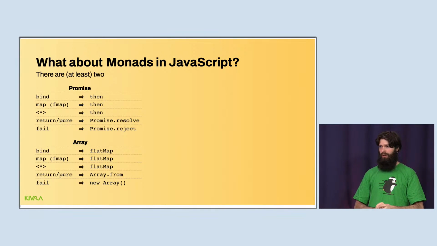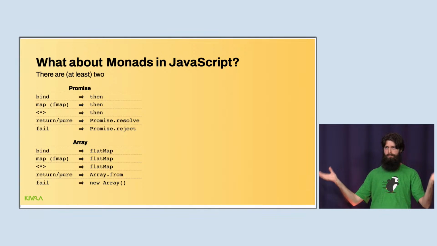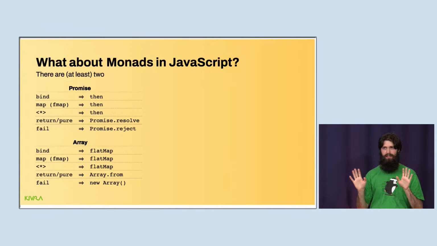Return pure: Array.from takes the stuff here and turns it into an array. Very good. It could also be Array.of. I'm not sure, it's a taste difference, I guess. But then fail. I think this is interesting. Fail is just a new array. The empty array is representing fail.